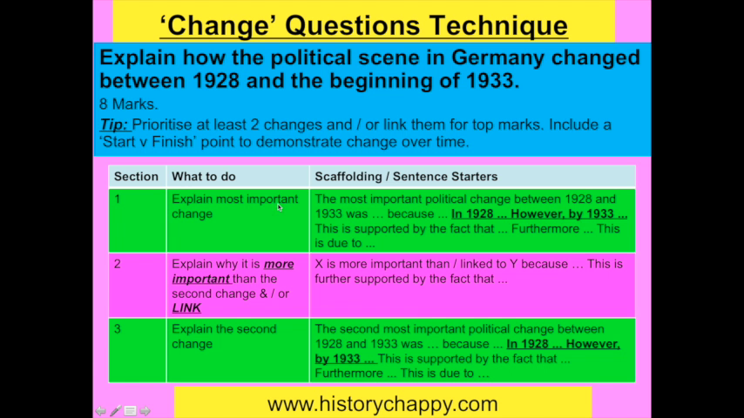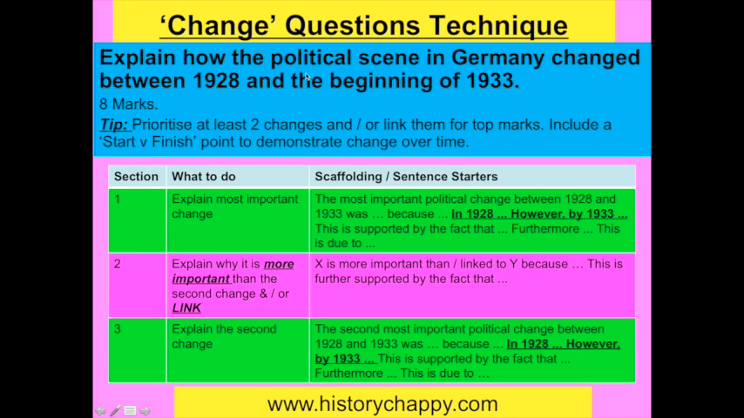All right. Now the key here is if we've got an example question, it's a different one, as it so happens: explain how the political scene in Germany changed between 1928 and the beginning of 33. The key is that you show how the situation was at the start, so in this case 1928, and then how it was at the end, 1933. So historical change isn't just explaining what happened. You'd need to show how it started and how it ends.